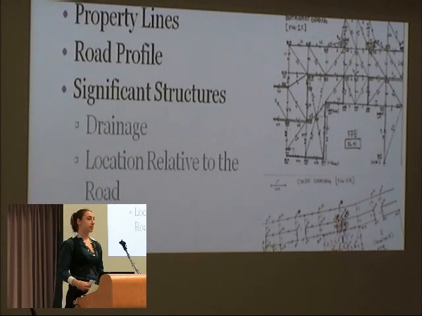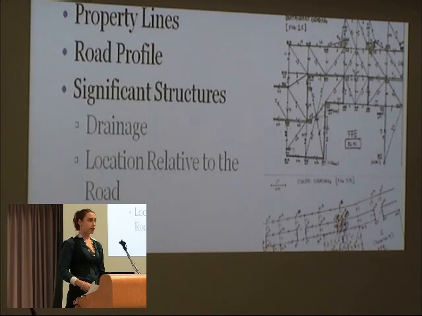The first step I took in my grading process was to identify the property lines and mark off the property grades at specific points that the site was required to meet. Second, and most importantly, I analyzed the road profile because the rest of the grading of the site was completely dependent on the slope of the road.